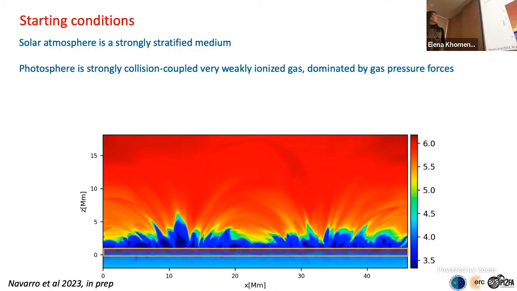But then we also have a photosphere, a region which is marked here, about 500 kilometers, where we have a gas, because it's not a plasma, which is strongly collisionally coupled, but very, very weakly ionized. It's only one in about 10,000 particles, or even less, which is actually an ion there. So it's almost neutral gas.